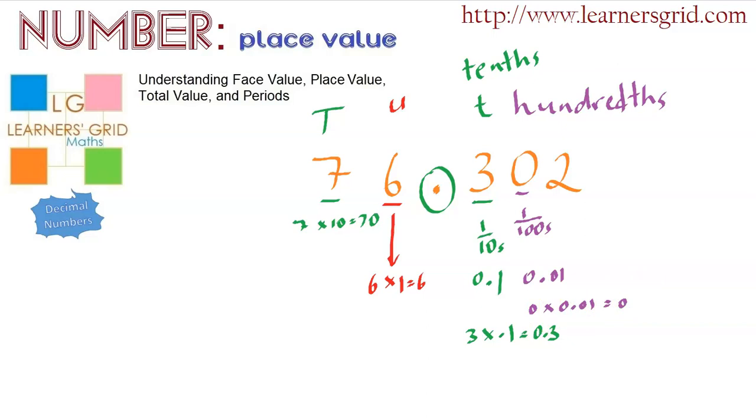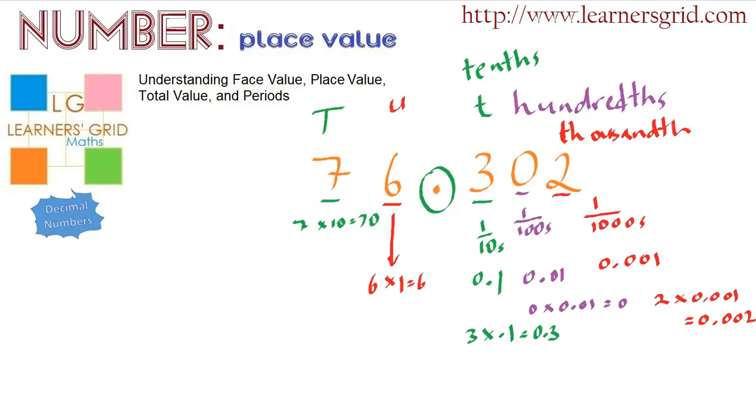And the last one there is the 2, and its place value is the thousandths. So we can give it this notation as a fraction. So thousandths. 1 divided by 1,000 is this, and its face value is 2. Its place value is 0.001. And that means its total value is 0.002.